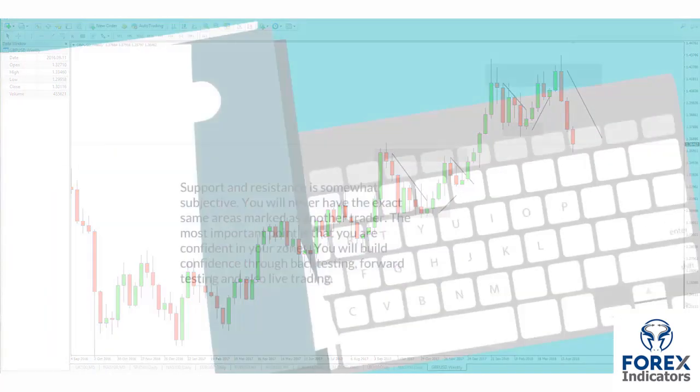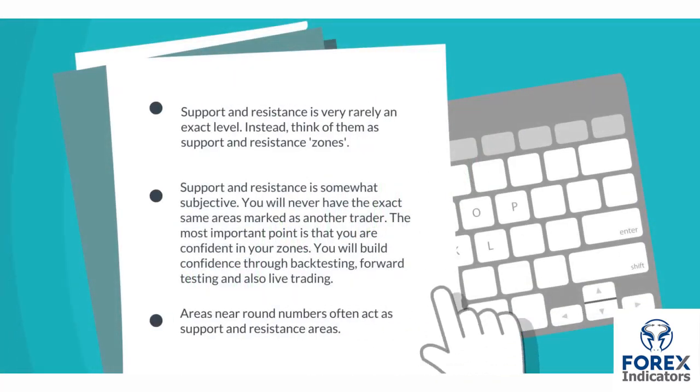Let's look at a few tips to help you pick out the best support and resistance levels. Support and resistance is very rarely an exact level. Instead, think of them as support and resistance zones. Support and resistance is somewhat subjective. You will never have the exact same areas marked as another trader. The most important thing is that you are confident in your zones. You will build confidence through backtesting, forward testing, and also live trading.